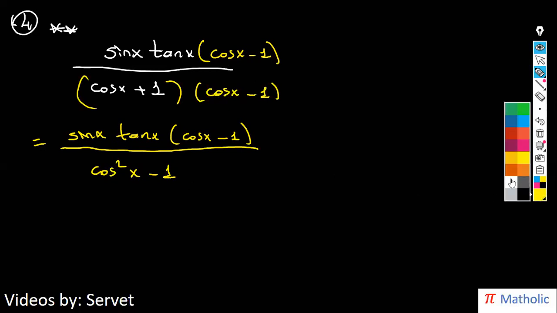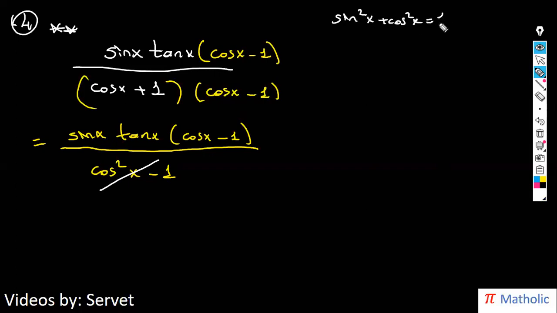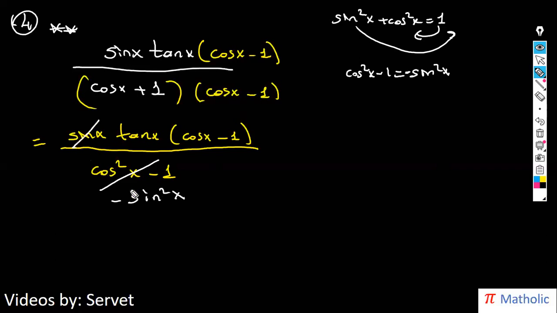As you know, cosine squared minus 1 is, let's look here, sine squared plus cosine squared equals 1. But this is cosine squared minus 1. So which means cosine squared minus 1 is negative sine squared. So instead of this, I can write here negative sine squared x. I can cancel sine and sine. So down, negative sine x left.